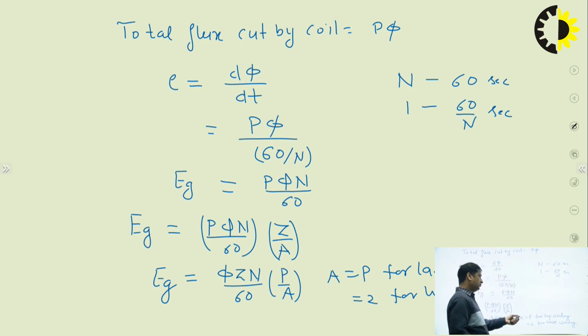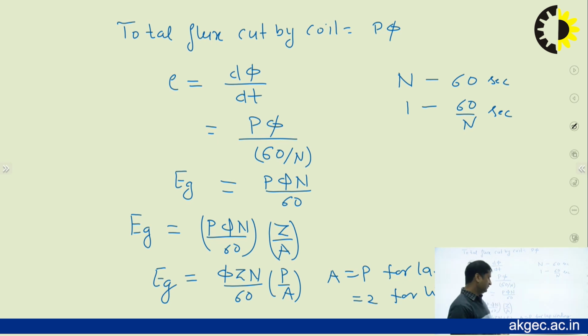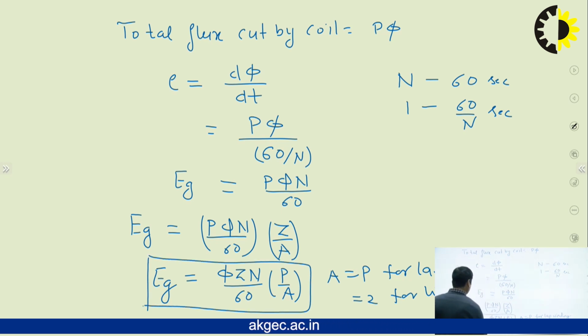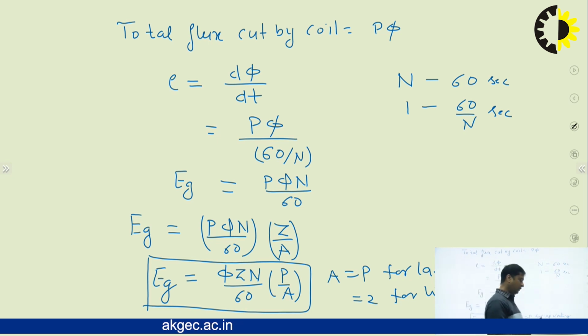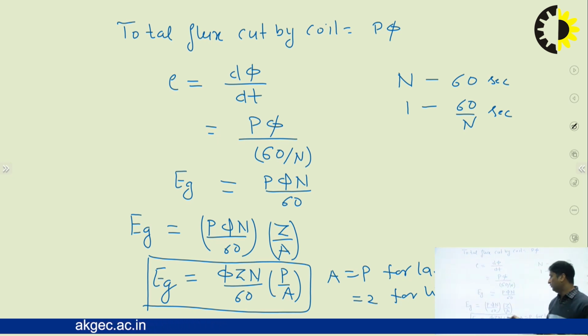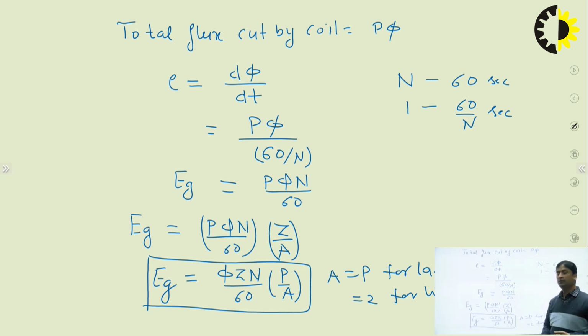We already went through the concept of lap winding and wave winding in the lecture on construction of the DC machine. So this is the generated voltage in an armature coil, or the average value of generated voltage in the coil, in volt. Phi is the flux per pole, Z is the total number of conductors, N is the speed, P is the number of poles, and A is the parallel paths. So this is how we can determine the voltage.